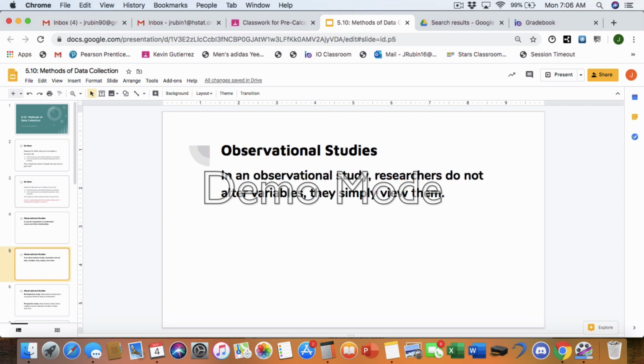So, in an observational study, researchers do not alter variables, they simply view them. So, just like the ecosystem example, you don't change the ecosystem, you just observe it. What does it look like? What are the players in it? What are the components?